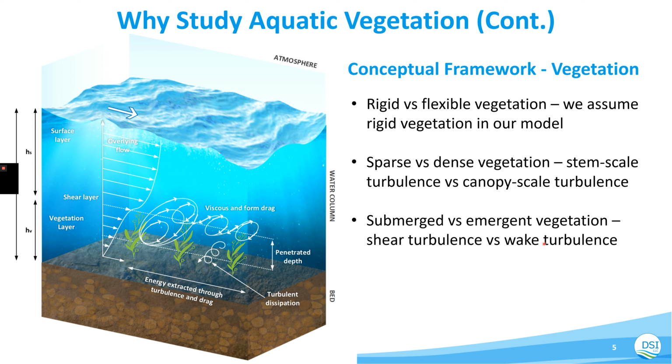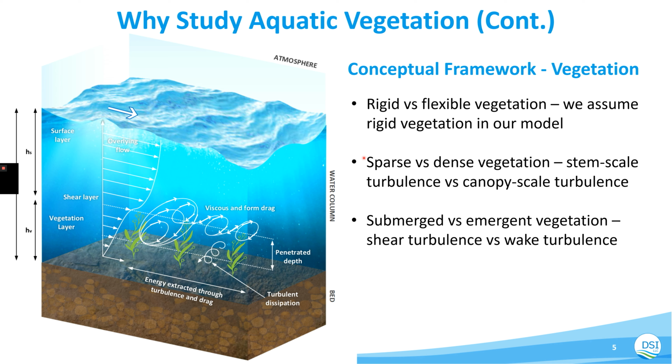So here is the conceptual framework of vegetation. Here is our water column, and usually if you don't have vegetation, then your flow velocity will follow the boundary layer. But if you have the vegetation structure here, you will significantly affect the flow structure. For example, you will see the velocity here will reduce, and here is the velocity profile, and depending on the vegetation structure, you will see different viscous drag or form drag dominance, and also of course the vegetation height will affect the flow structure.